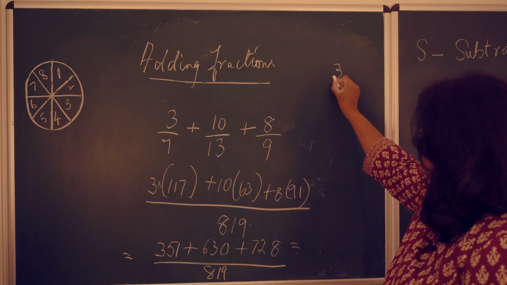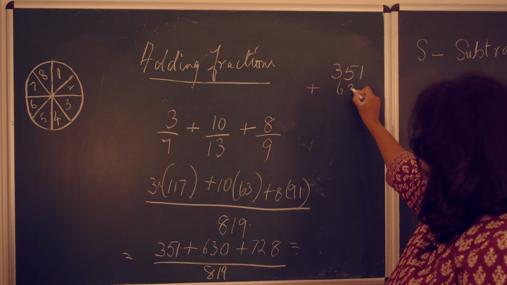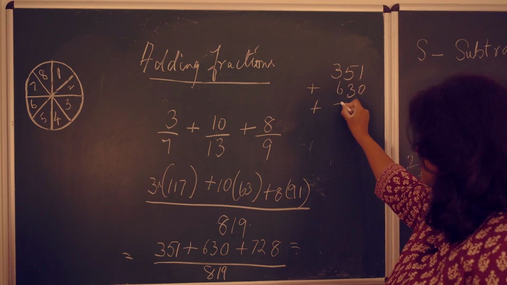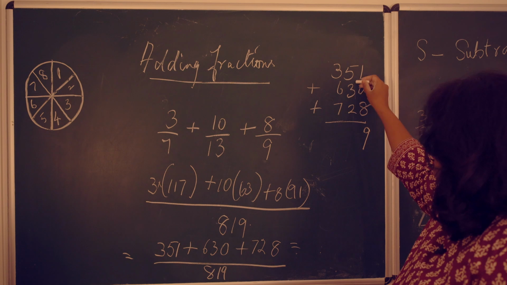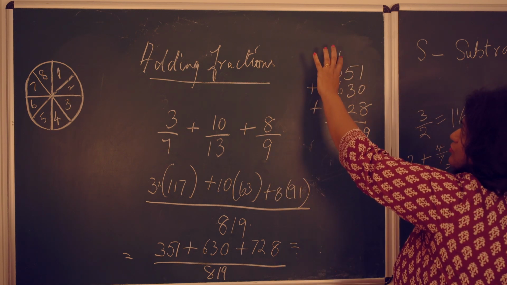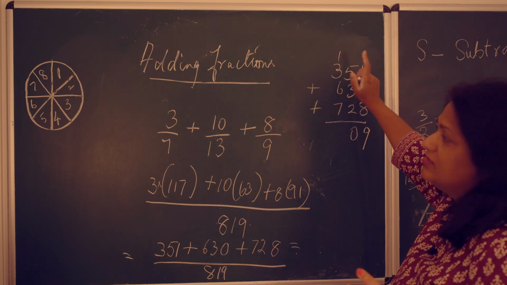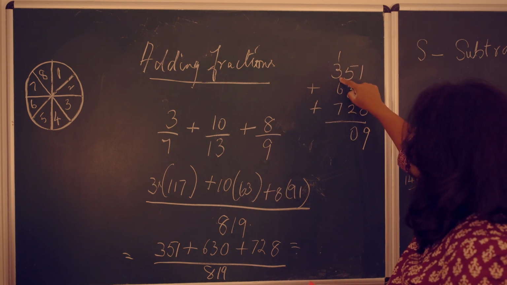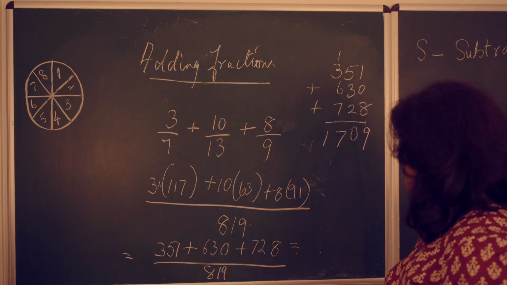So now let's add 351 plus 630 plus 728. That is equal to 9, 8, 10. We usually carry on. The carry-ons you guys write at the bottom, we write at the top. That's the only difference. Just don't get confused by that. 3 plus 1 is 4. 4 plus 6 is 10. 17.